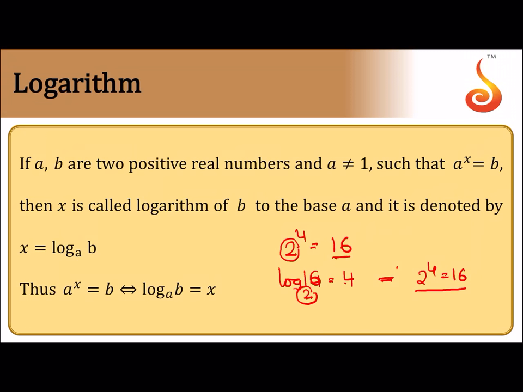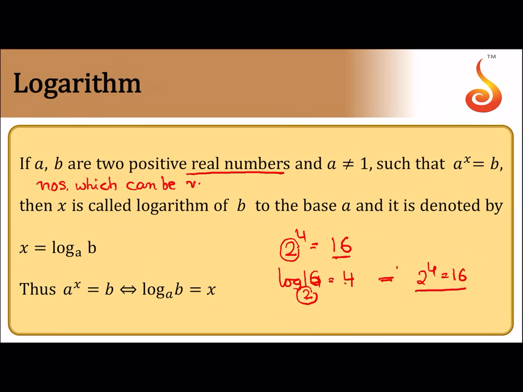So from this, we convert: log base 2 of 16 equal to 4, or 2 to the power 4 equal to 16. Now, a and b are two positive real numbers. You all know what real numbers are. Numbers which can be represented on the number line are called real numbers.